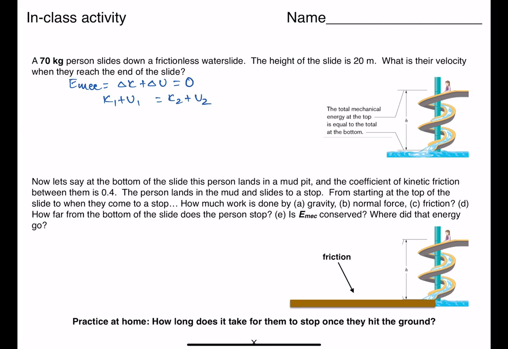Initially, kinetic energy is 0. At this point, potential energy is 0, if I consider this to be the zero point. So mgh equals 1/2 mv squared, mass cancels out, and v is the square root of 2gh. Plugging in the height of 20 meters, I get approximately 19.8 meters per second.